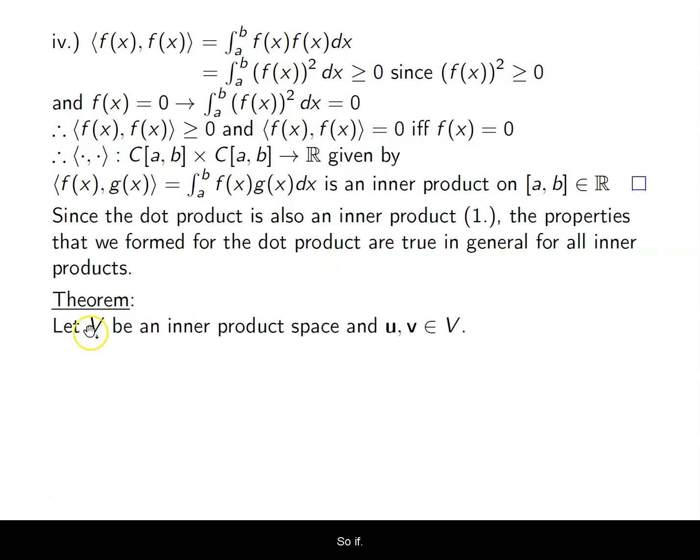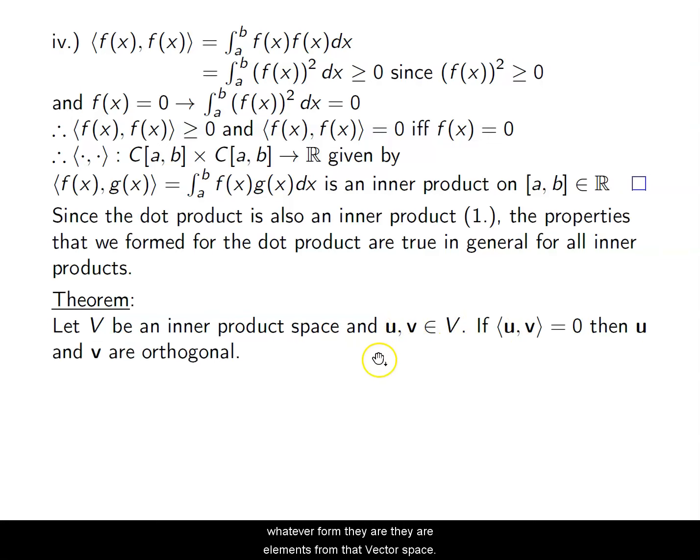Examples. So if V is an inner product space, so this is a vector space with an inner product defined on it, and U and V are vectors in that vector space. So I don't know if they're actual what we call vectors, matrices, functions, right? Whatever form they are, they are elements from that vector space, okay? If the inner product between them is 0, then U and V are orthogonal in that inner product space, okay?